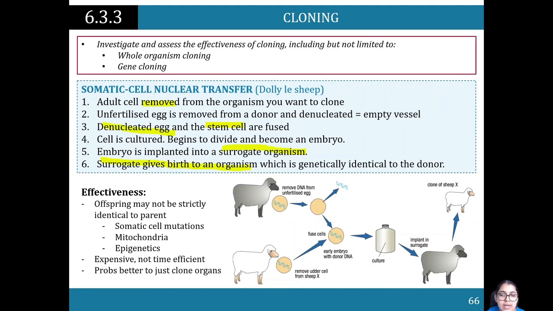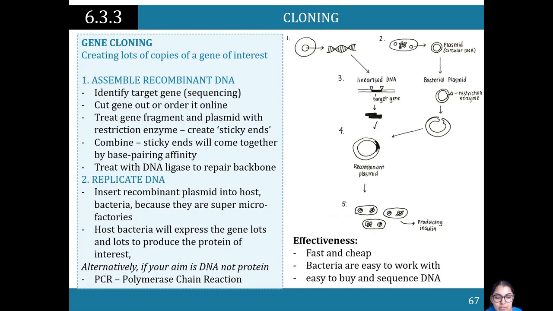Effectiveness is that offspring may not be strictly identical to the parent. There can be somatic cell mutations that can occur in the offspring. There can be mitochondrial mutations as well, remember, because the mitochondria has its own genetic information, and epigenetics is also part of it. It is an expensive process, and it's not time efficient, and it is better to just clone the organs of an animal rather than to clone the whole organism itself.